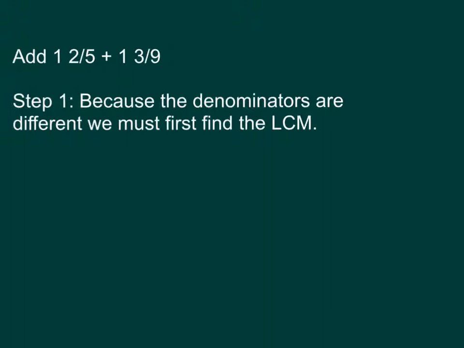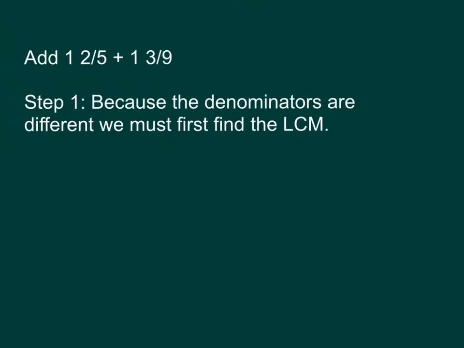So step one, we're going to be adding mixed numbers this time with the denominator being different. And so we're adding 1 and 2/5 plus 1 and 3/9. And the denominators 5 and 9 are different. We have to find the LCM again. So I'm going to use the slide method. So I'm going to go ahead, oops, didn't mean to move that.